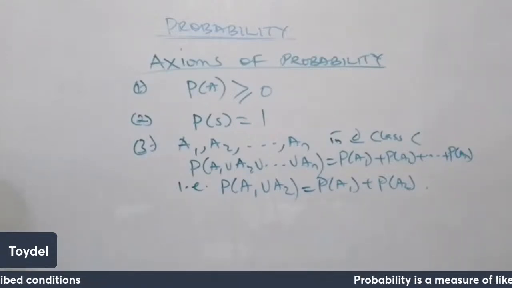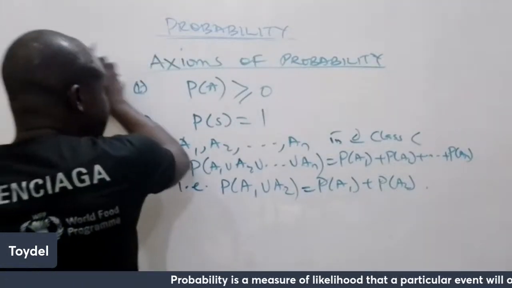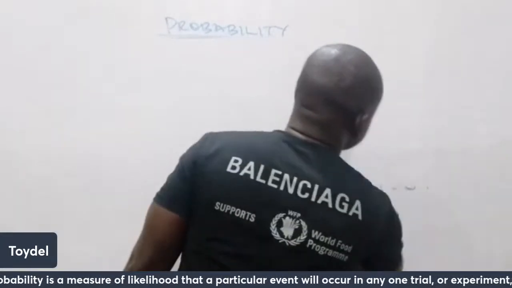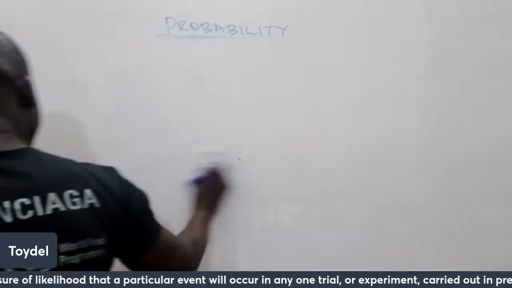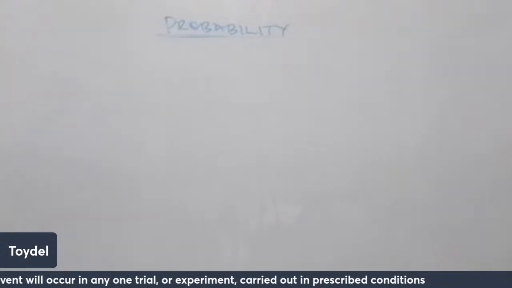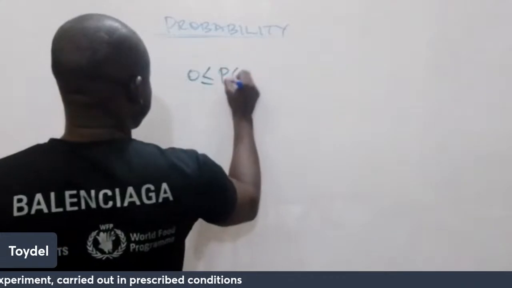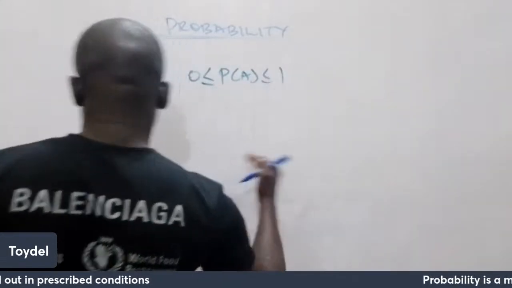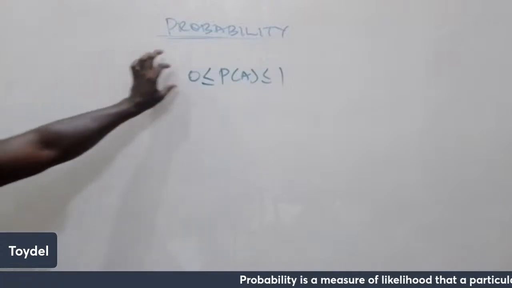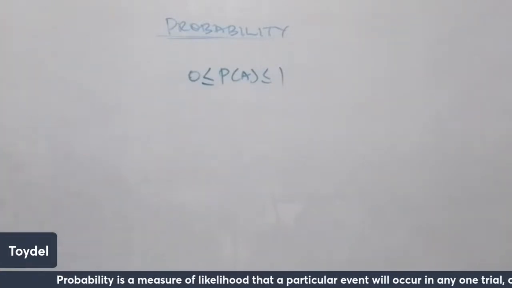So we have some theorems on probability, but for the sake of time, we can check those out in the standard textbook. I will only talk about one or two. Part of the theorem is that 0 is less than or equal to the probability of A, which is less than or equal to 1. That is, for every event A, the probability lies between 0 and 1.